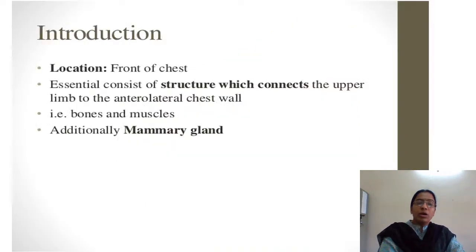Now, in this region, other than the muscles, what is present? Additionally, in the pectoral region, there is a modified sweat gland, which is called the mammary gland. So the pectoral region consists not only of muscles but also of a modified sweat gland, the mammary gland, which has been dealt with very clearly in the earlier class. So in today's class, we will study the pectoral region excluding the mammary gland, because it has already been discussed.